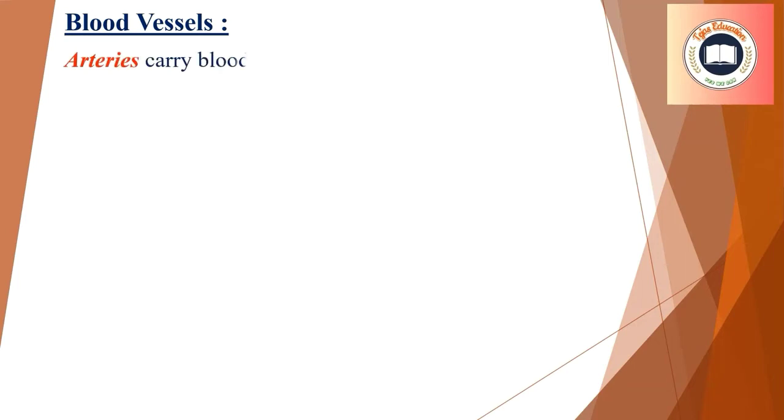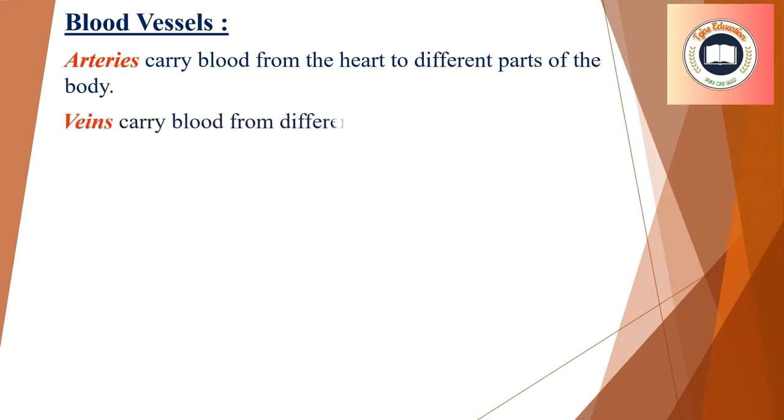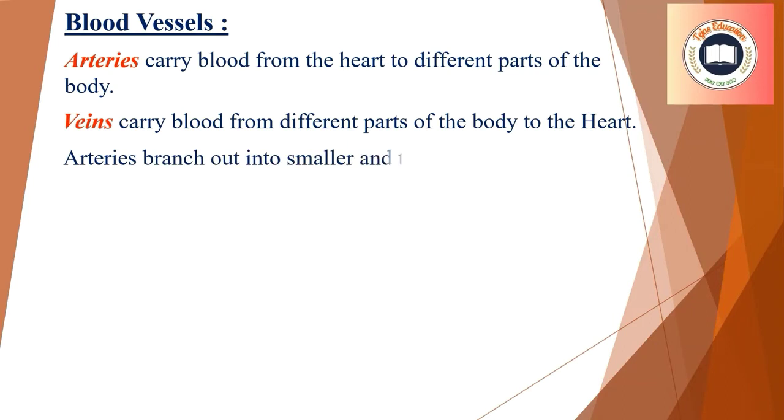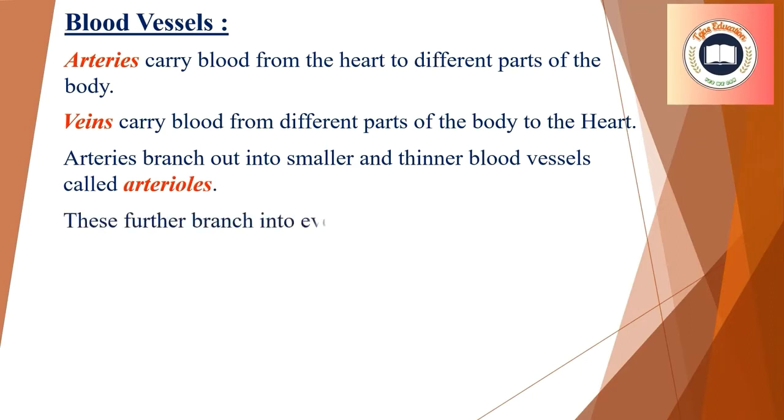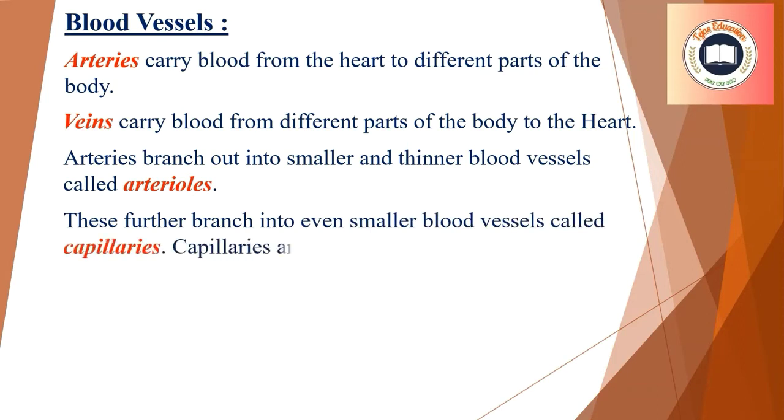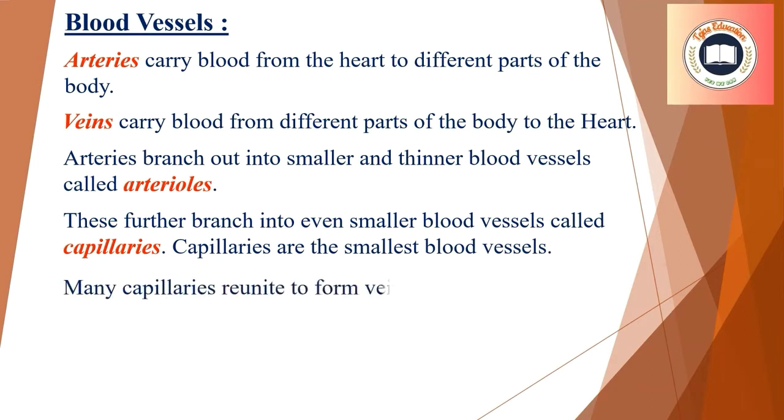Arteries carry blood from the heart to different parts of the body. Veins carry blood from the different parts of the body to the heart. Arteries branch out into smaller and thinner blood vessels called arterioles. These further branch into even smaller blood vessels called capillaries. Capillaries are the smallest blood vessels. Many capillaries reunite to form veins.